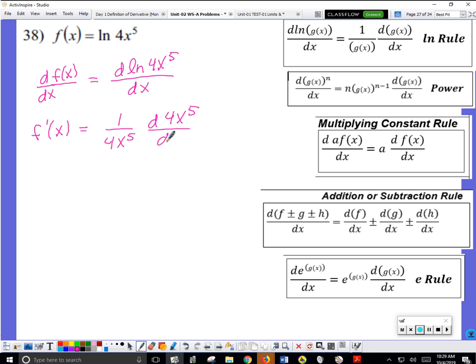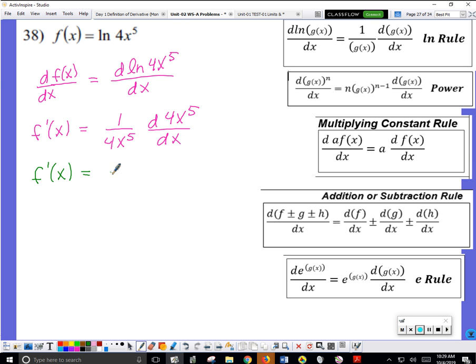Because the rules always work their way from the outside in. So the ln rule took care of the ln portion. Now we have to worry about the stuff that was inside the ln. So the rule is easily memorized. Derivative of the ln of something is 1 over the something multiplied by the derivative of the something. Question? Cool. Next line.